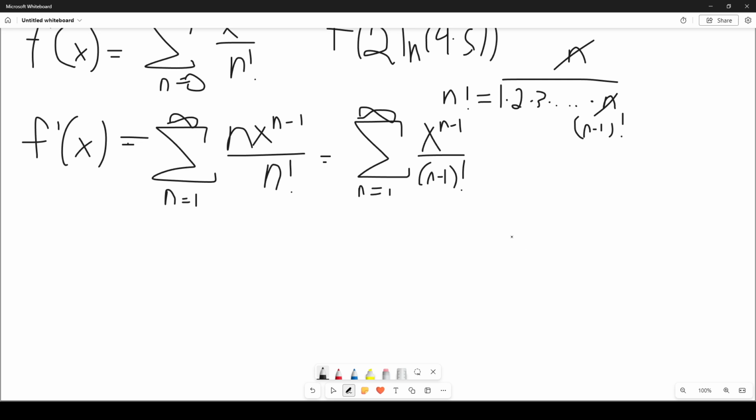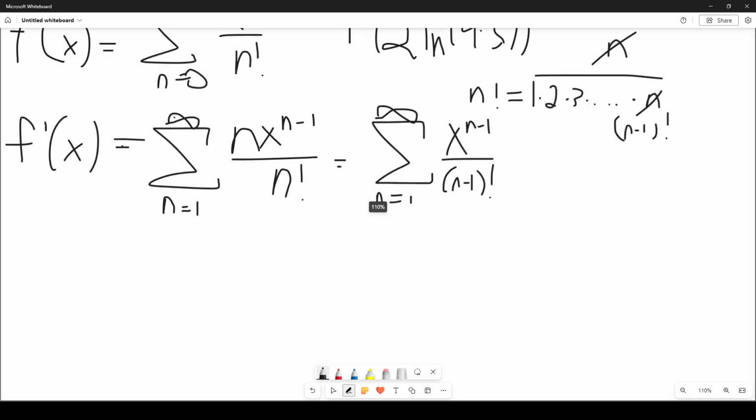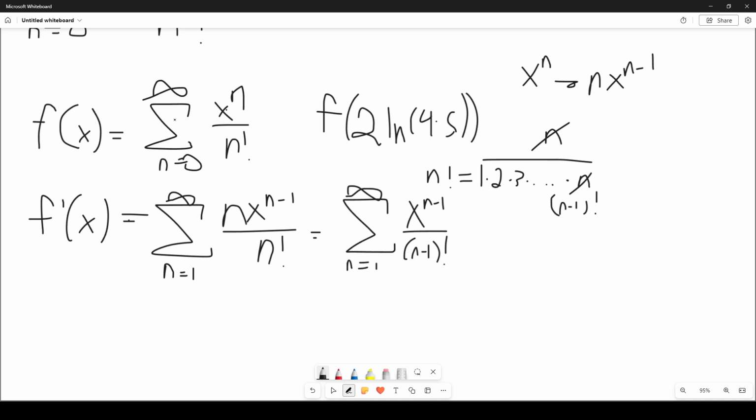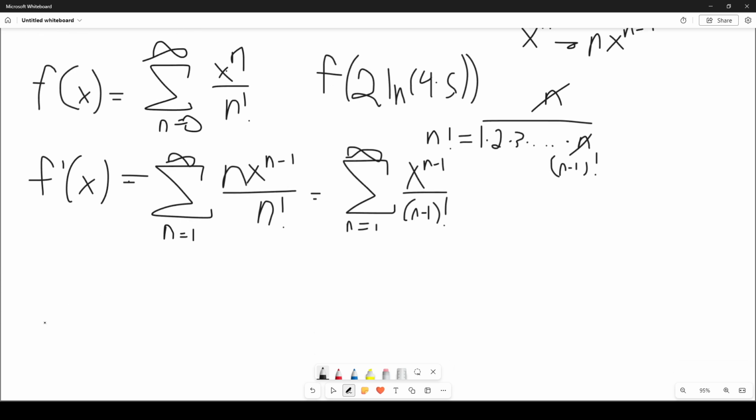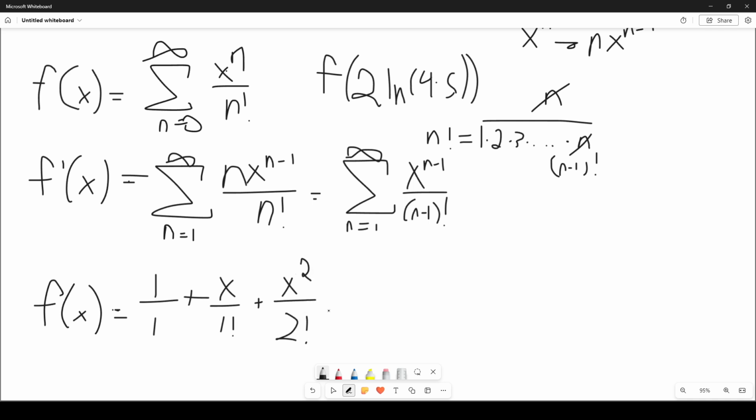So this doesn't seem like it's helped us that much, but why don't we just try to write out what these two expressions are? f of x, if we just write out a couple terms, we take n equals 0, we're just going to get 1 over 1. n equals 1, we're going to get x over 1 factorial. Then n equals 2, we get x squared over 2 factorial. And you can see the pattern, x cubed over 3 factorial, etc.